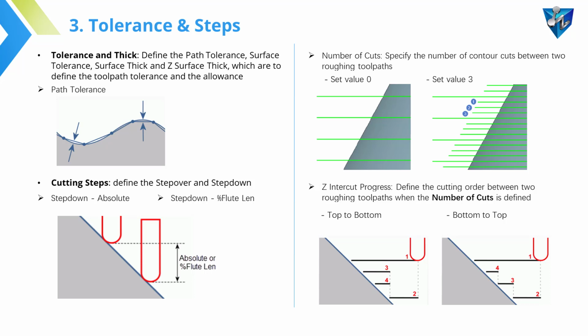Firstly, unlike 2x roughing, ZW3D uses absolute or percentage of flute length to specify step down value. During the roughing toolpath, it uses number of cuts to specify the number of contour cuts between two roughing toolpaths. And when the number of cuts is specified, it uses the Z intercut progress to define the cutting order between two roughing toolpaths. The images here can explain the meaning of the parameters clearly.